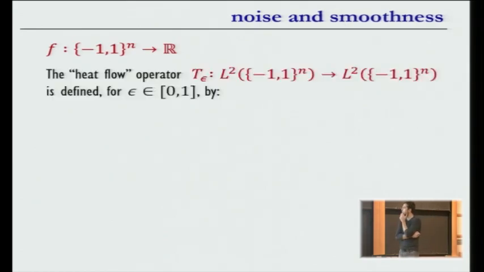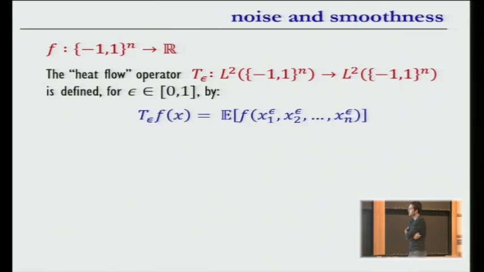All right, so let's start with the discrete cube. You take a function from the discrete cube to the reals. And then we'll define this noise operator. This is the Bonami-Beckner operator. Here I'm calling it the heat flow operator. It's defined like this. Given such a function, the operator gives you a new function.